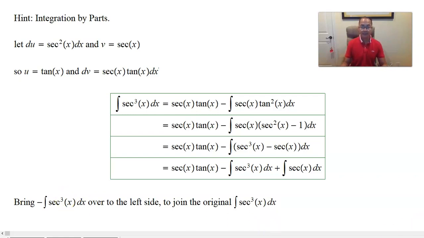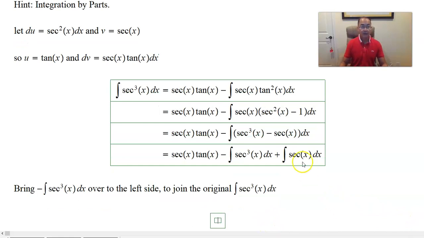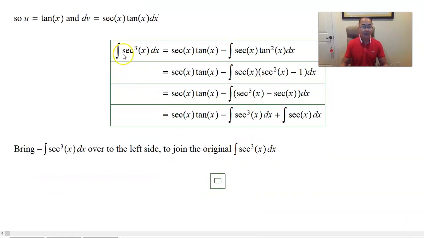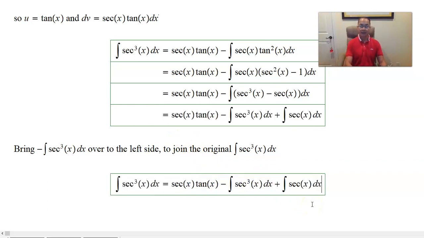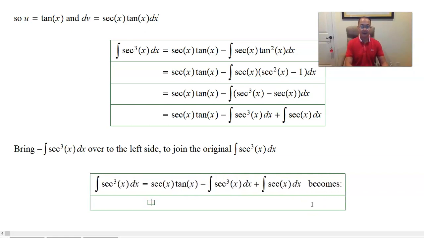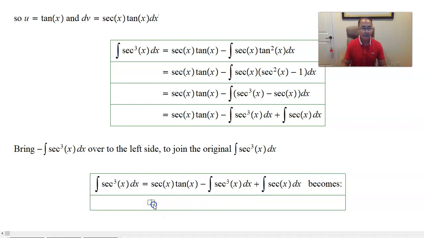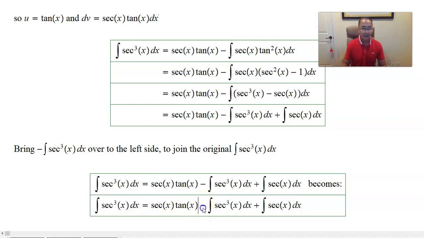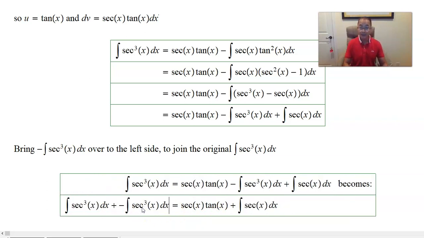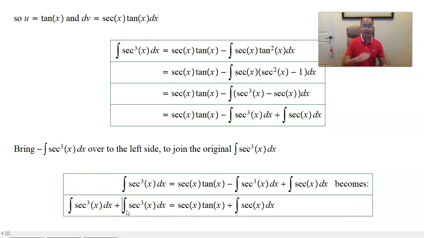Algebra. So I'm going to put our work so far. Okay, this becomes the minus here goes over to the left as a plus.